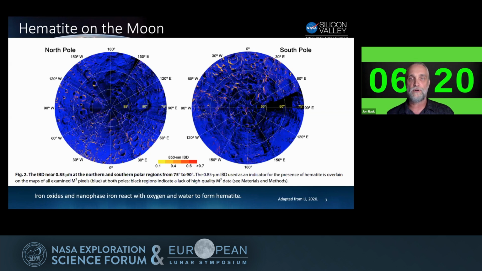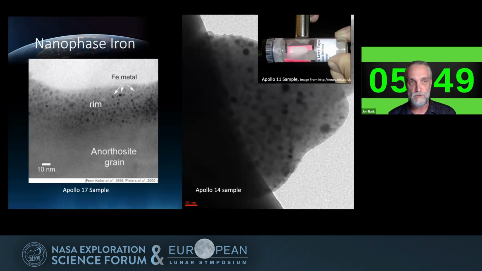Just to further emphasize this, in the north and south pole regions of the moon, the areas colored yellow to red are enriched in hematite. This is another clue that there is a reaction going on, or in the past, in which iron oxides and nanophase irons are reacting with oxygen and water to form hematite. So we know that there's chemical reactivity going on in the moon's environment.